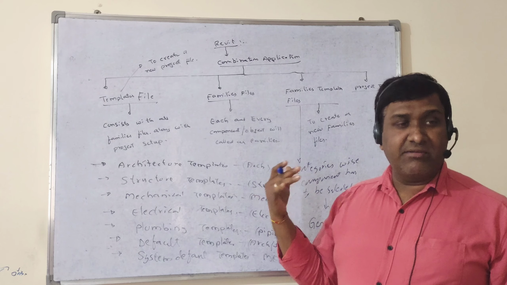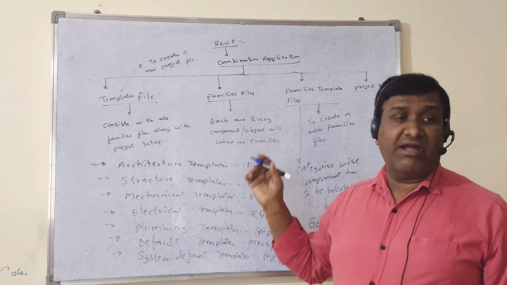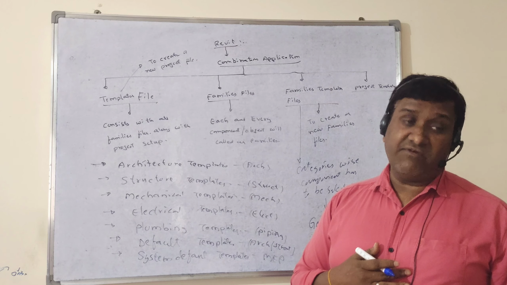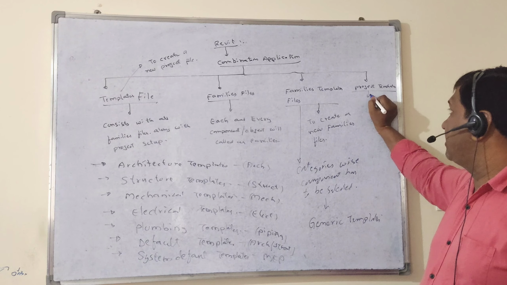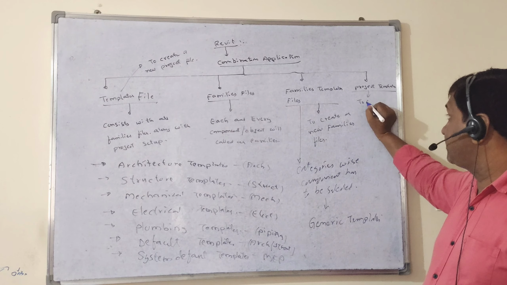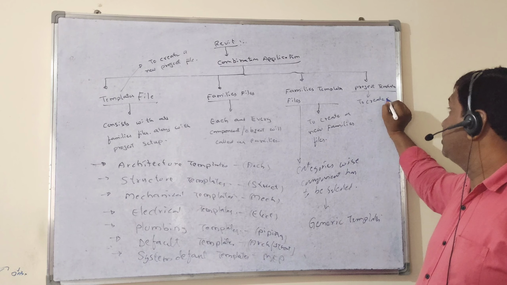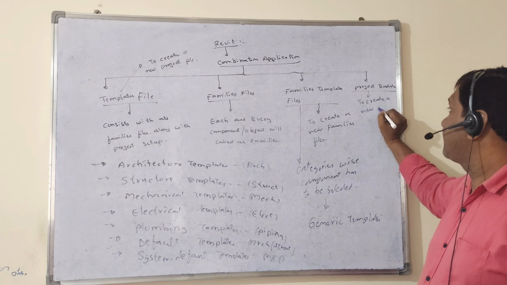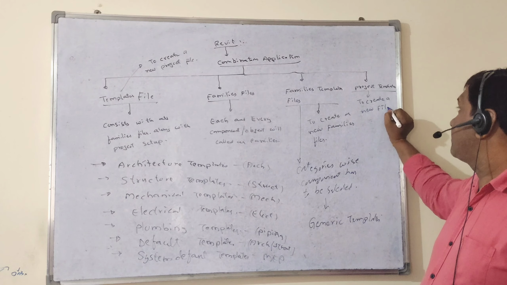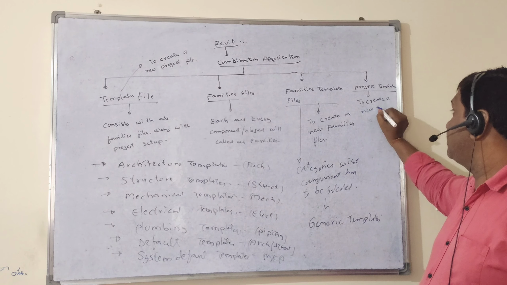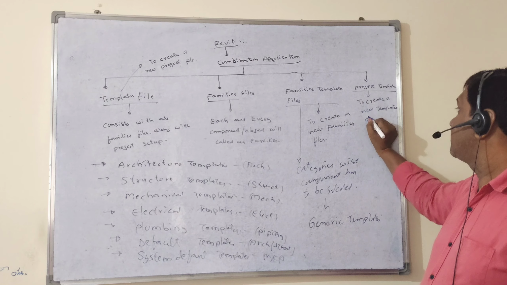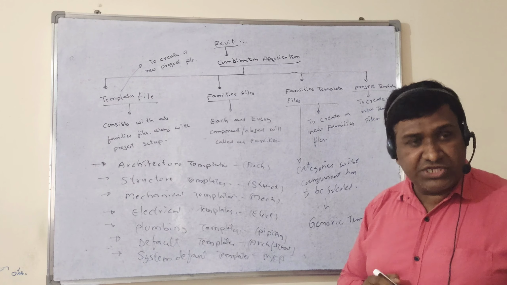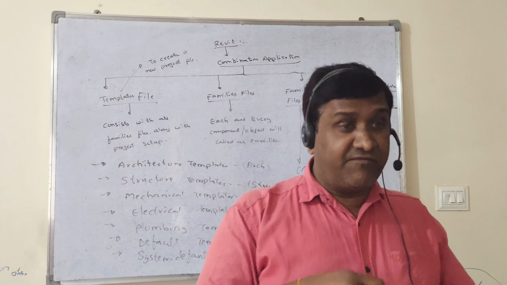But when you are going to make a model, the category wise family template is required for creating the families. Okay, again here one more is the project templates. Project template is also the same. Why do we require a project template? To create a new template file.